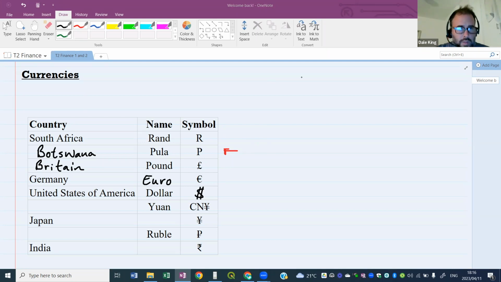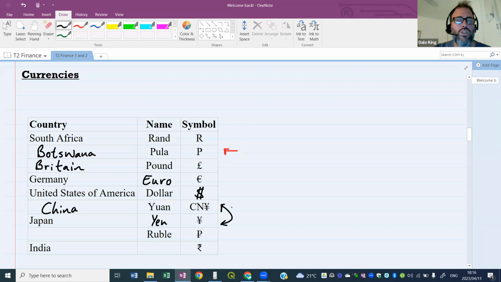All right, next one. Now we're getting a little bit more difficult. The name of the currency is the yuan, and the symbol is CN with a funny Y. China, good, very good. So China has that currency, the yuan. And then the one underneath it, you see these two have the same symbol, very interesting. The name of this one is yen. All right, very good. Japanese yen.